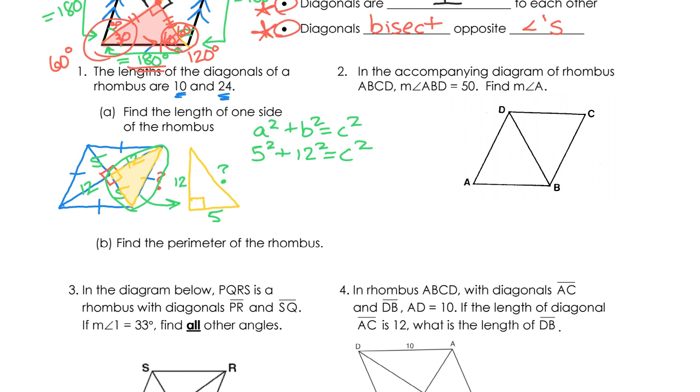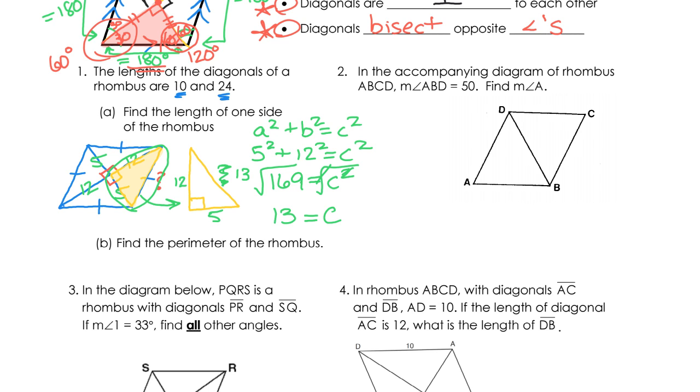And 5 squared is 25, 12 squared is 144. Add them together, you get 169. And then to get rid of the square, we square root, and the square and square root cancel each other out, leaving us with c equals. And if we type in the square root of 169 in our calculator, it actually comes out perfect. It's a nice number of 13. And therefore, this question mark is now 13.